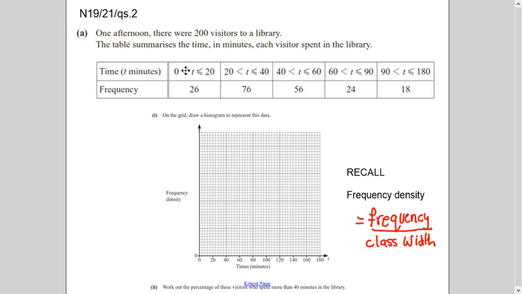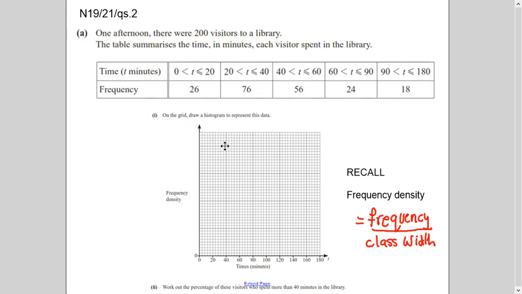Now, the group interval can be equal or can be unequal. If you look at this question, the interval is 20 here: 0 to 20, 20 minutes; 20 to 40, again 20 minutes; 40 to 60, again 20 minutes; 60 to 90, 30 minutes; 90 to 180, 90 minutes. So the group interval is unequal. And the frequency, meaning the number of visitors, for those who take less than 20 minutes is 26. The number of visitors who take between 20 minutes and 40 minutes is 76. So this is the understanding of the frequency distribution table here.